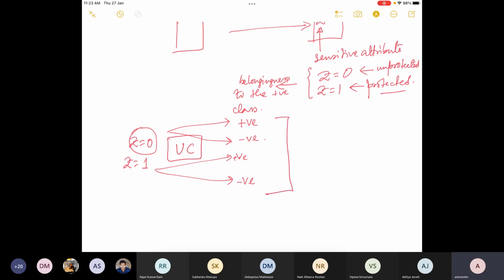Now you are putting a constraint on this UC. What can this constraint do? The constrained classifier can by mistake classify a positive one into negative, where the originally unconstrained classifier classified that particular individual as positive. So who will be more hampered, Z equals 0 or Z equals 1, in this particular case?